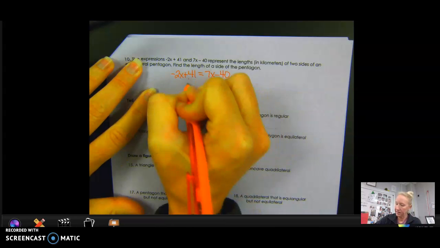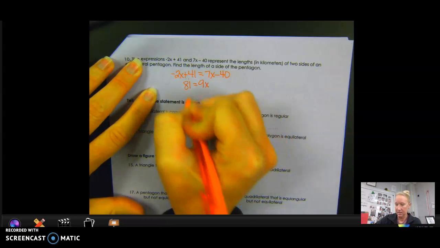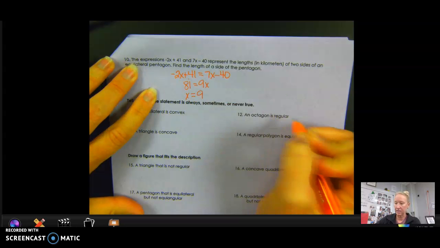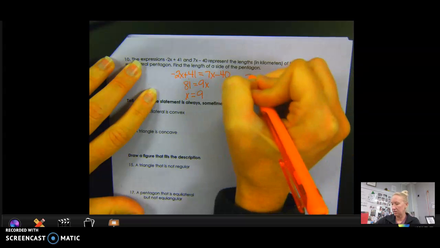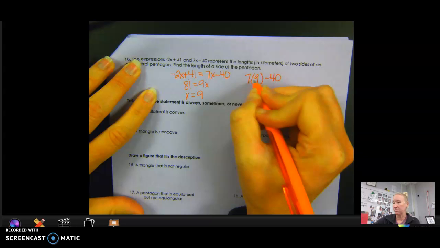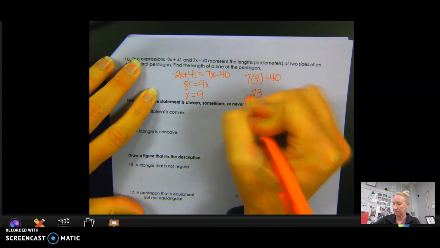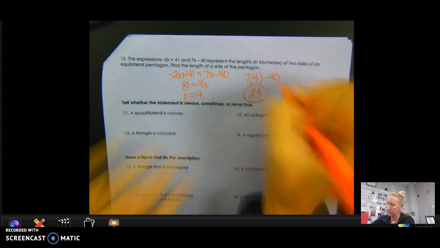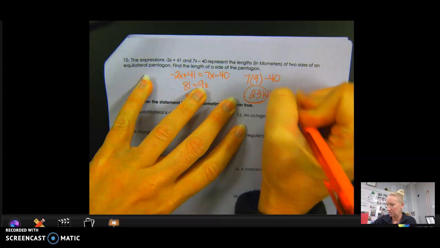I'm going to add 40 to here and I get 81. I'm going to add 2x to here and I get 9x. So divide by 9 and I get x equals 9. I'm going to plug it in. Does not matter which one, I'm just going to go into the 7x one. So 7 times 9 minus 40. 7 times 9 is 63. 63 minus 40 is 23. So the lengths of all the sides are 23 kilometers. I have my units on that.